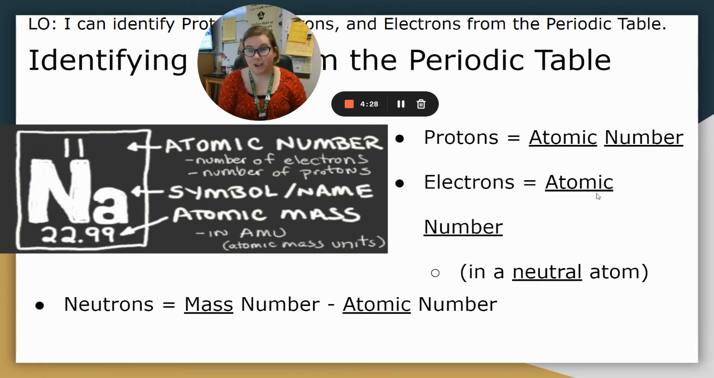And then the number of neutrons is the mass number minus the atomic number. Remember we said that the mass number is our rounded atomic mass. So down here we've got 22.99. That's our atomic mass, and we would round that to 23. So our mass number for sodium here would be 23. And we subtract the atomic number of 11. 23 minus 11 would give us 12 neutrons. Okay, so this is where that atomic mass versus mass number difference matters. We really got to know that difference to find our number of neutrons.